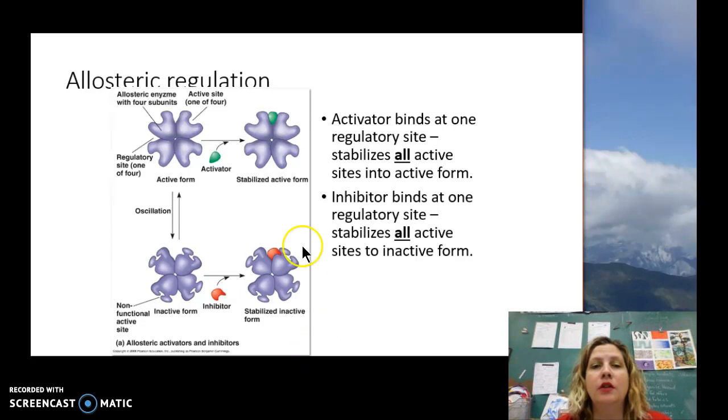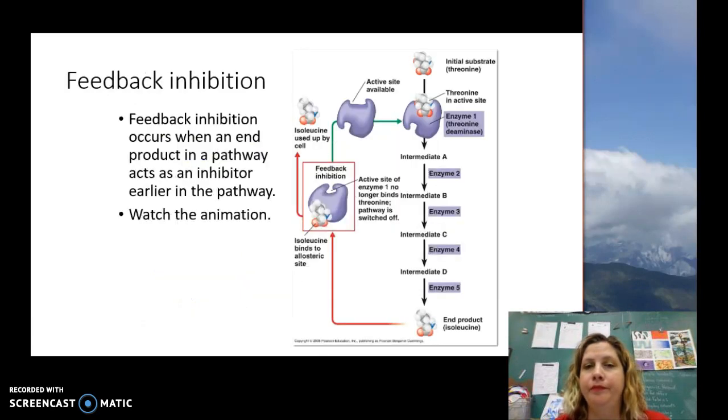So there's the activator, stabilizing the active form so that 4 different substrates in this example can bind to this enzyme complex. There's an inhibitor. The inhibitor binds at this same allosteric site, and now makes all of them inactive. So allosteric regulation is a form of non-competitive inhibition because it always binds at a separate site. But allosteric regulation specifically refers to multiple sites.